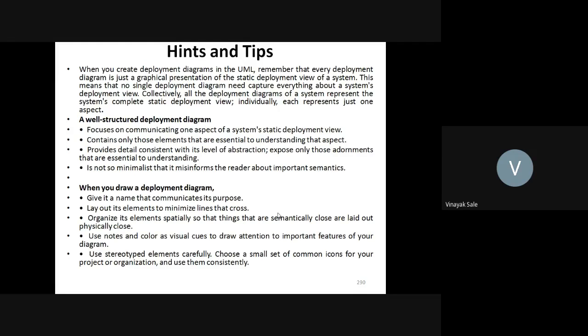When you draw a deployment diagram, give it a name that communicates its purpose, and lay out its elements to minimize lines crossing. Organize its elements spatially so that things that are semantically close are laid out physically close. Use notes and colors as visual cues and to draw attention to important features of your diagram. Use stereotyped semantics carefully. Select a small set of element icons for your project or organization and use them consistently.